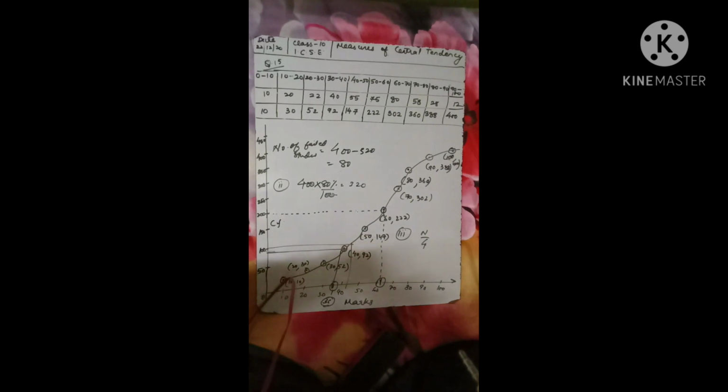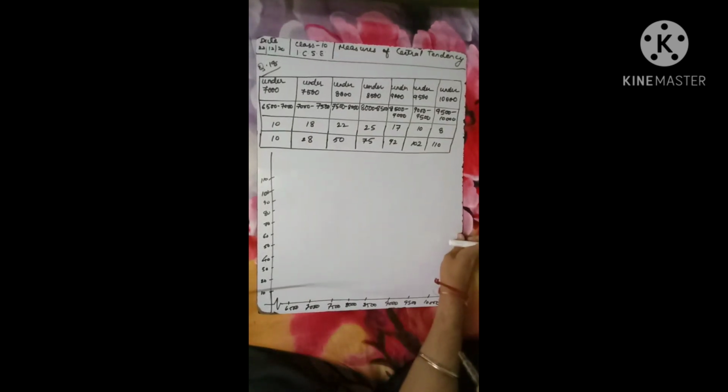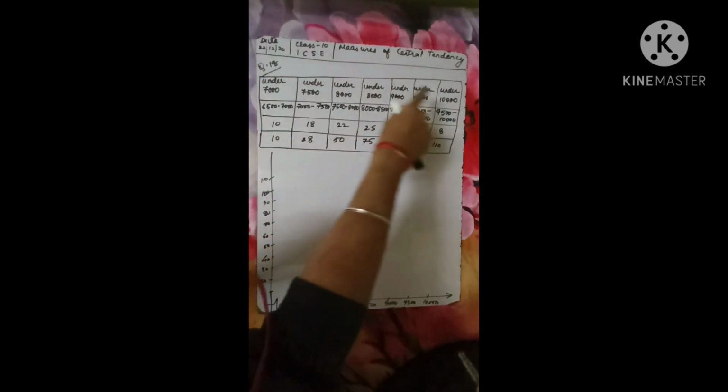Okay, so let's come to question number 18. Let's do it. So here is the next question, which is the 18th one we are doing. It says the table given below shows the monthly salary of some employees of a company, the lowest salary being 6,500. So this is the salary and these are the number of employees.